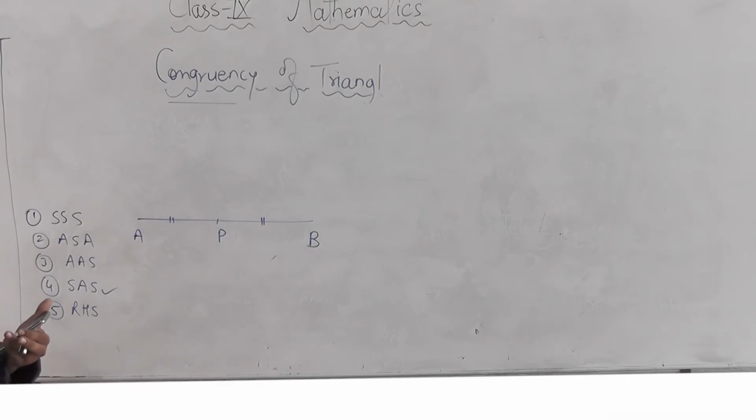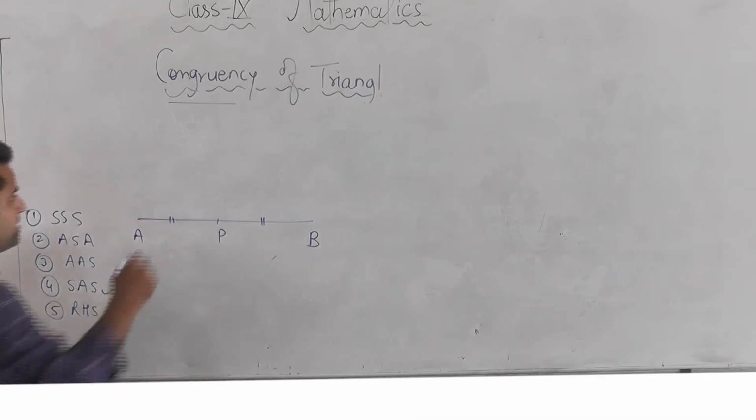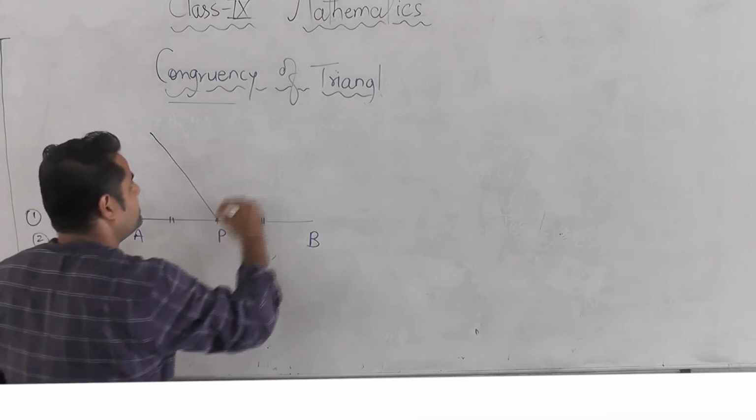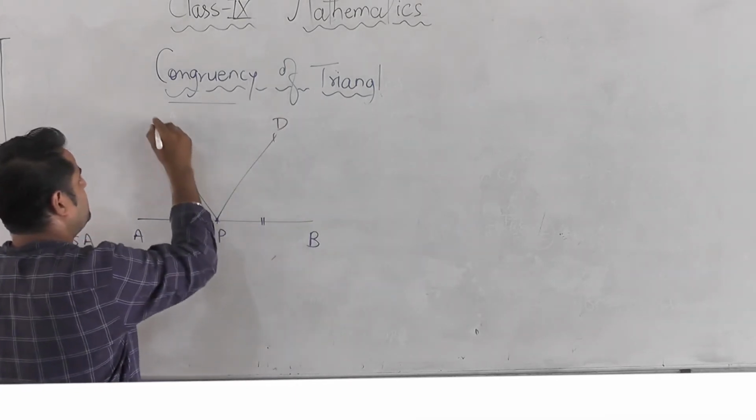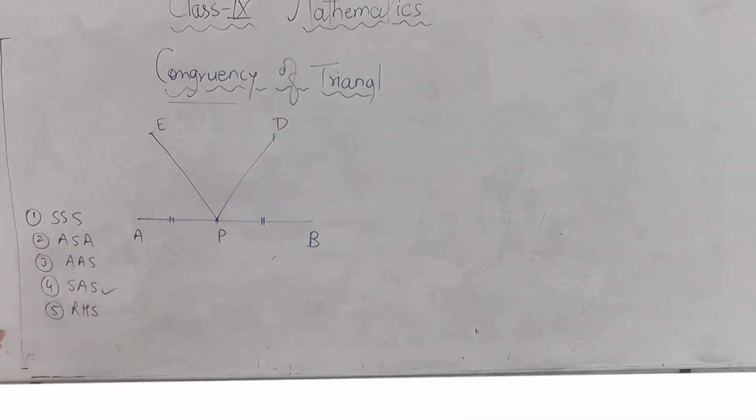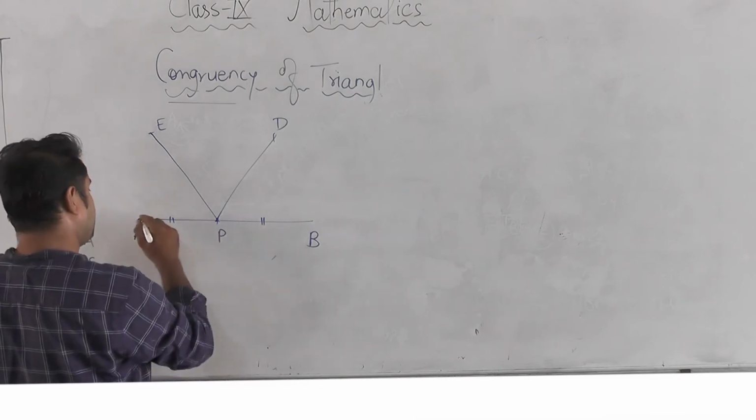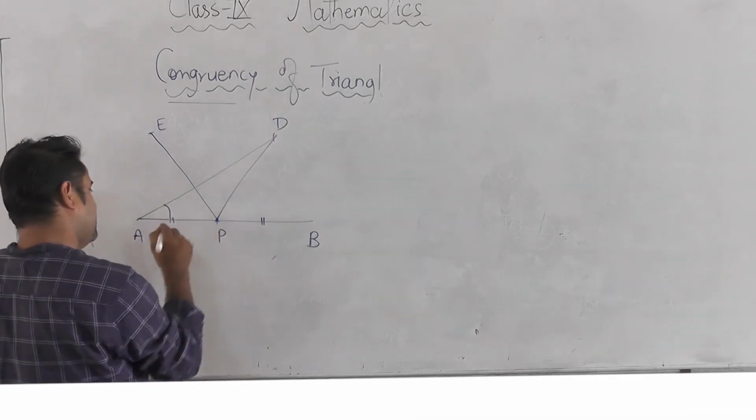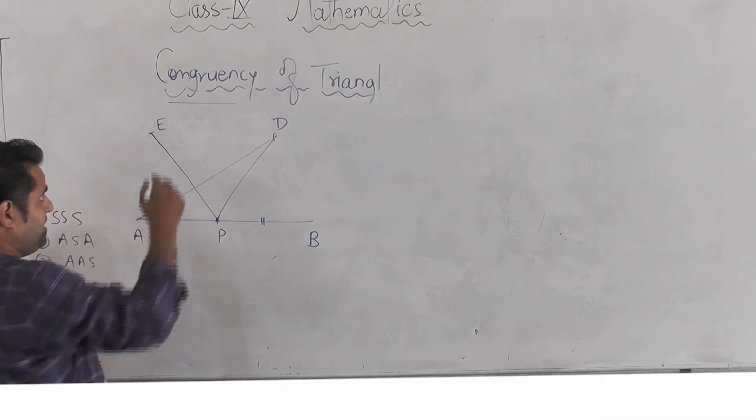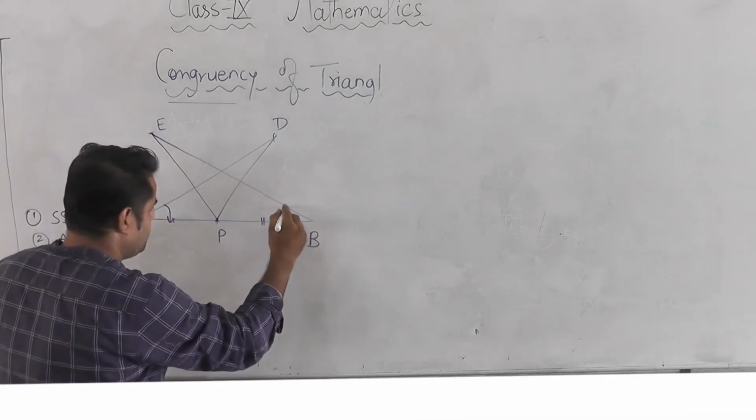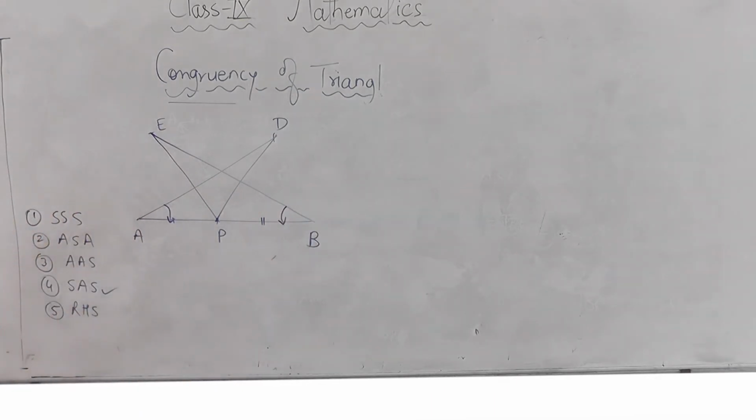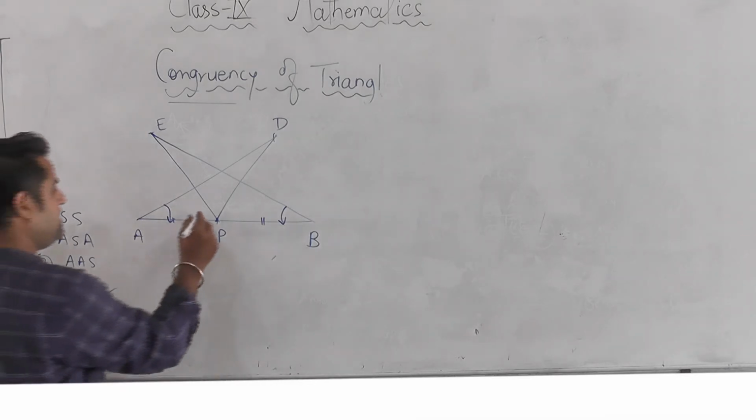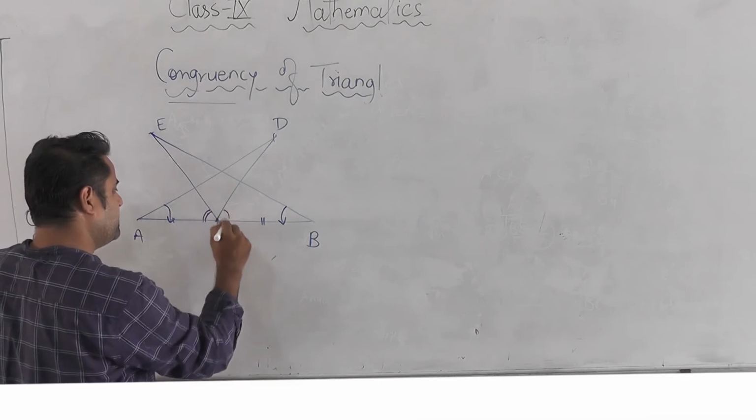Now, D and E are points on the same side of AB. Okay, there are D and E points also on the same side. This is D and this is E on the same side of AB, and he is telling that angle BAD is equal to angle ABE. So this angle is equal to ABE, this angle. Okay, BAD is equal to ABE and EPA is equal to DPB.